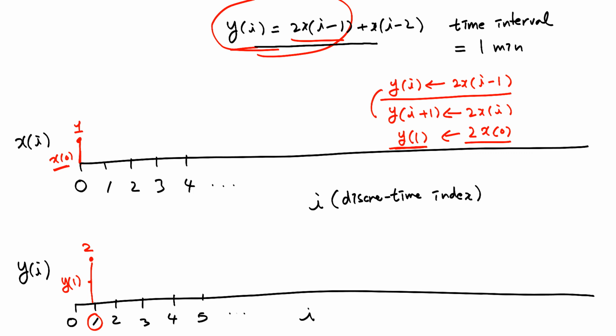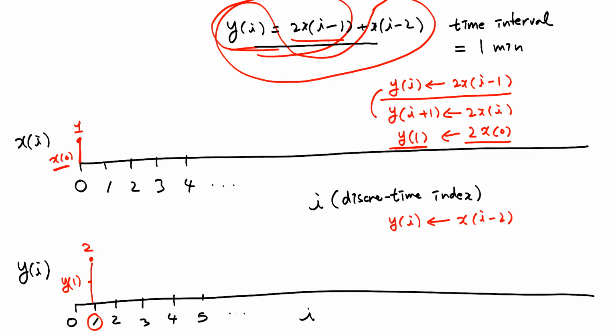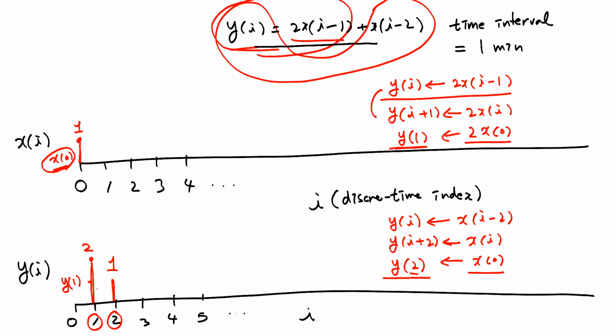Now, we also have this component, and y of i is contributed by this x of i minus 2. And similarly, we can say that y of i plus 2 is contributed by x of i. And that means when we have x of 0, we will have y of 2. So again, this x of 0 will contribute to y at time 2, because we have 2 here. And the magnitude will be the same as x of 0. So basically, this x of 0 will create these two y values, y of 1 and y of 2.